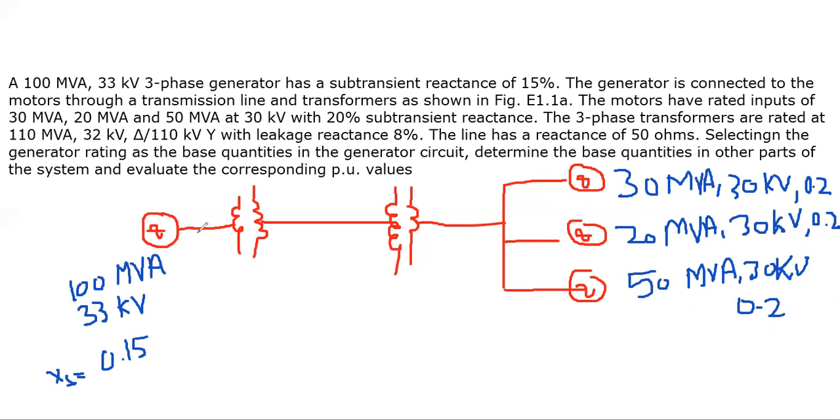Okay, so these transformers are rated as 110 MVA, both the transformers. So I will write the rating of only one transformer. So 110 MVA and 32 kV star 110 kV. Okay. So that is the thing, and the leakage reactance of the transformer is given as 0.08.